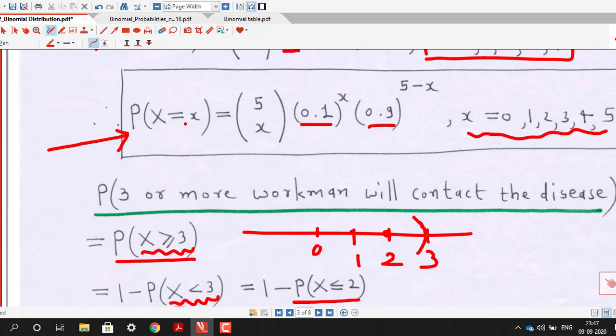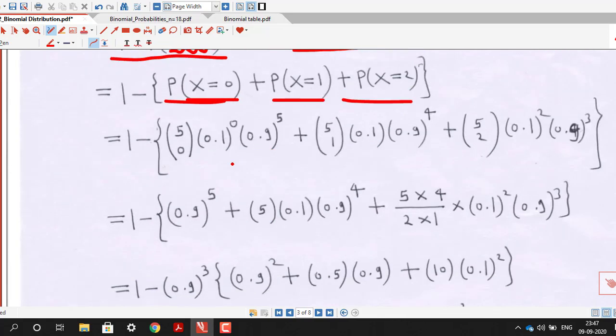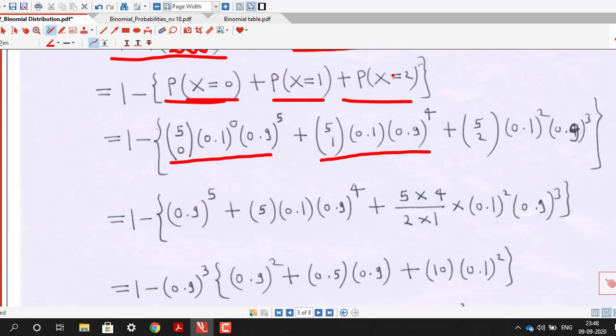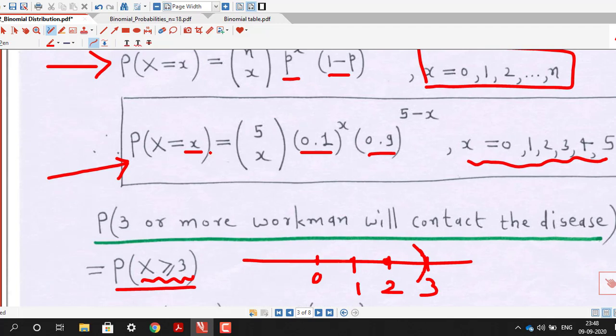So first we put x equal to 0 and we obtain 5c0 0.1 raised to 0 into 0.9 raised to 5. So these terms correspond to capital X equal to 0. Similarly, for capital X equal to 1, we obtain 5c1 0.1 raised to 1, 0.9 raised to 5 minus 1, that is 4. And this last one is for capital X equal to 2. So here we put capital X equal to 2 and we obtain 5c2 0.1 square into 0.9 raised to 3.